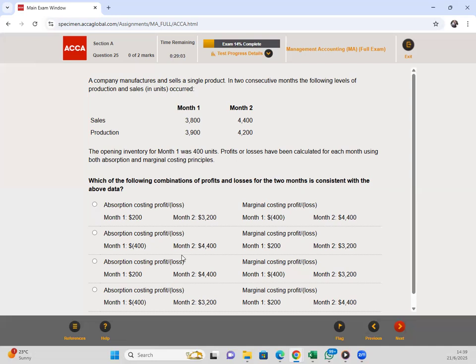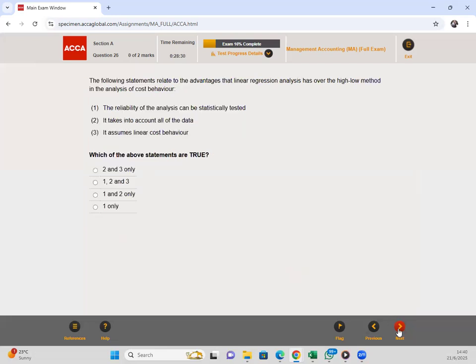So I think the first one, because the second one is saying, again, for month two, absorption profit is a higher profit, of which no. For month two, absorption profit has a lower profit than marginal. So it's using that principle: if closing stock is higher, then it reports a higher profit.